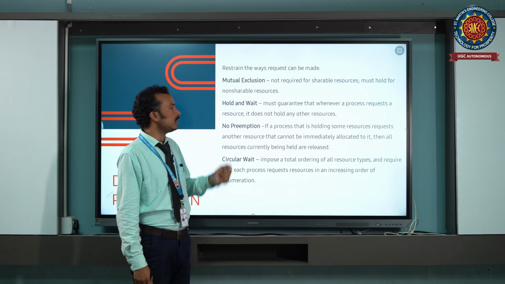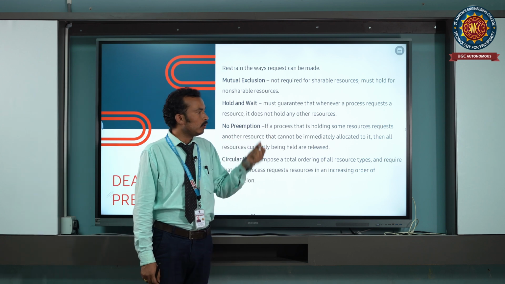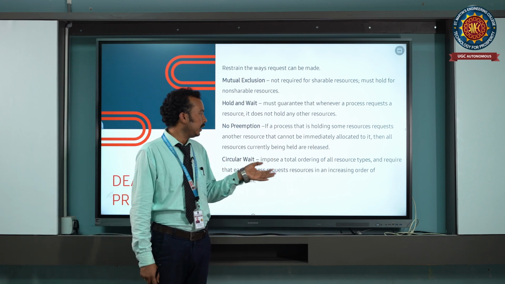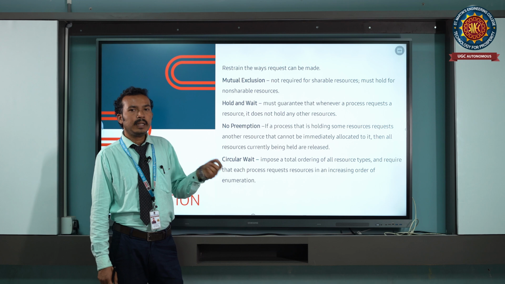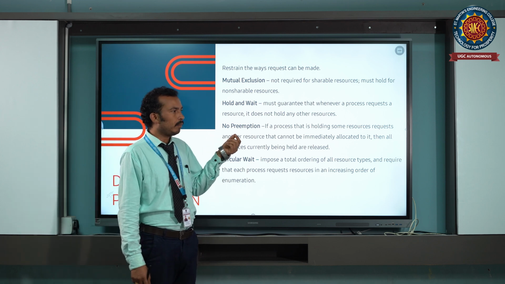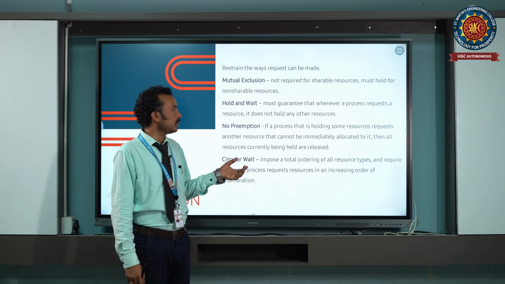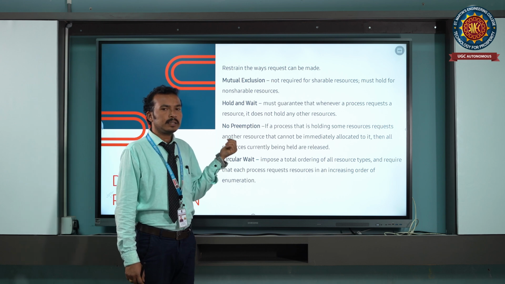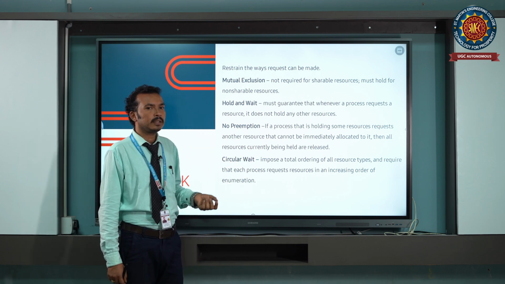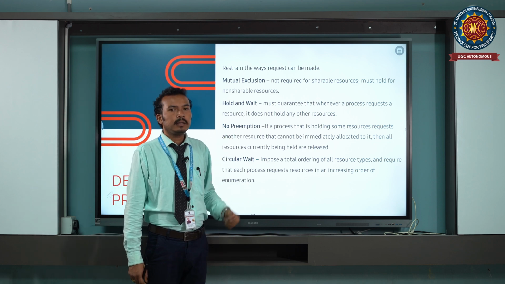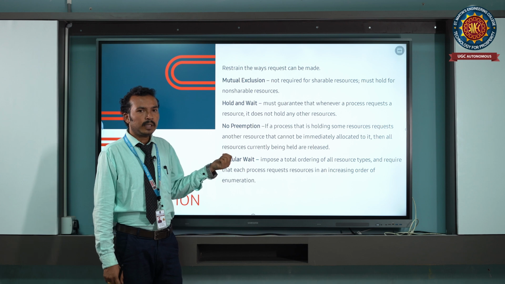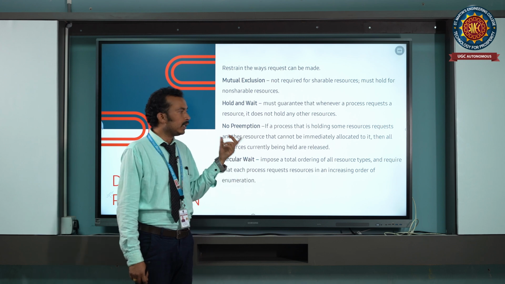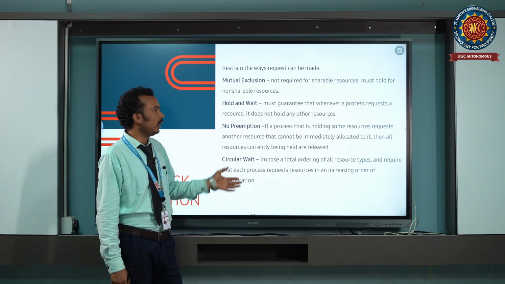Next, the third one is no preemption. If a process that holds some resources requests another resource that cannot be immediately allocated to it, then all resources currently being held are released. If one process is already holding the resource, another process waits until the first process completes its execution and releases that resource, and only then is it allocated to the next process. So whenever a high priority process comes, the low priority processes will wait until the high priority process completes its execution, and only then will the low priority processes execute.